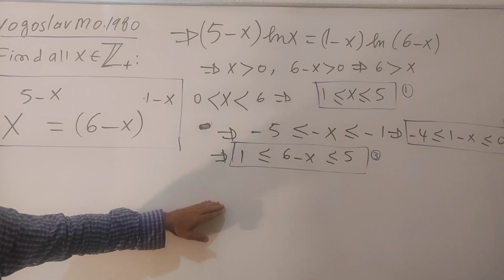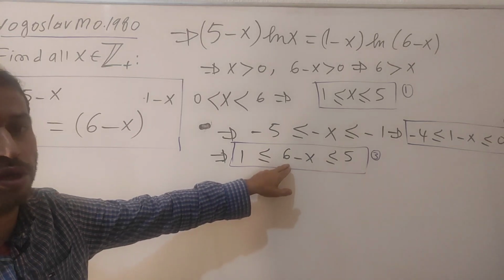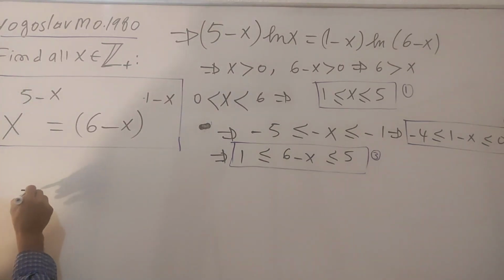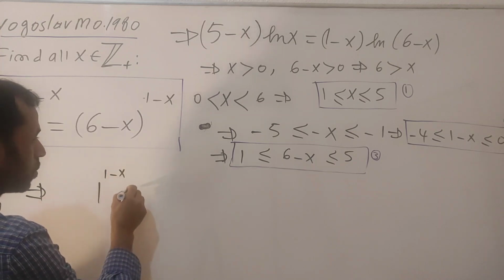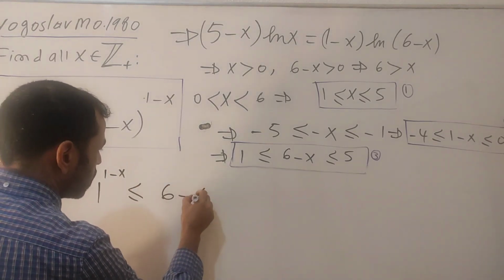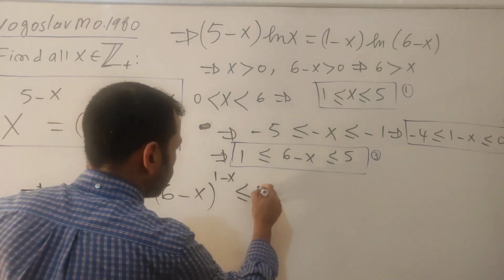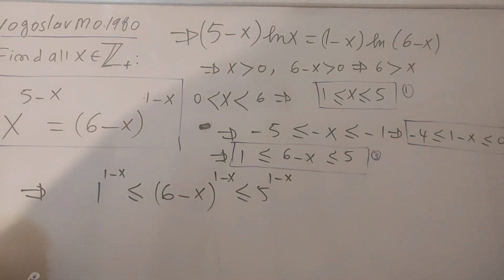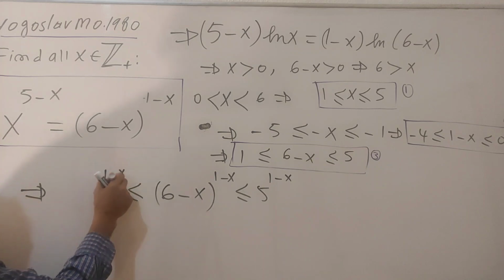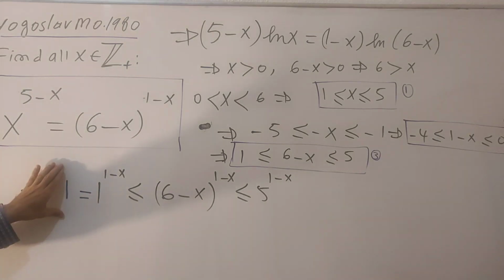So what to do? I'm simply going to raise inequality 3 to the exponent 1 minus x. I get 1 to the power 1 minus x is less than or equal to 6 minus x raised to the power 1 minus x, which is less than or equal to 5 to the power 1 minus x. It's clear that 1 to any exponent, even a negative exponent, is 1. This is the point I'm looking for.